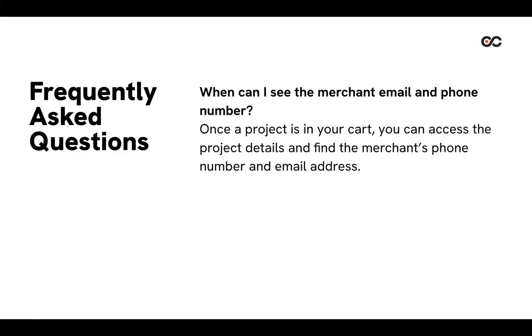And then the final question as well is, when can I see the merchant email and phone number? If the project is in your cart, you can access the project details and find the merchant's phone number and email address. The reason being is that once you have put it in your cart, you know that it's yours, and so now you have access to the contact details. It doesn't really make sense to provide it before, because by the time you get in contact with them, maybe there's already another creator that has put the project in their cart. So just make sure that you put it in your cart first. Give yourself the 2 days to try to book, and from there you should be pretty good to go.